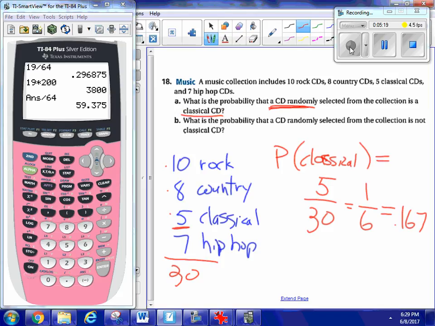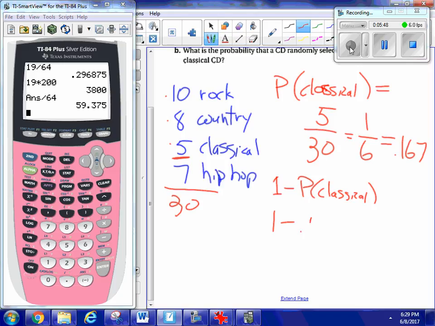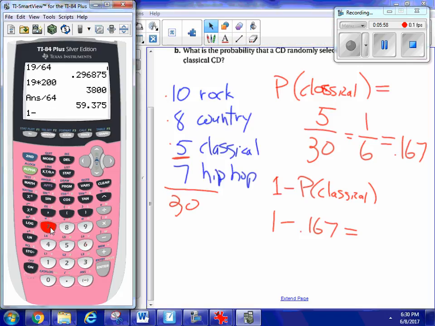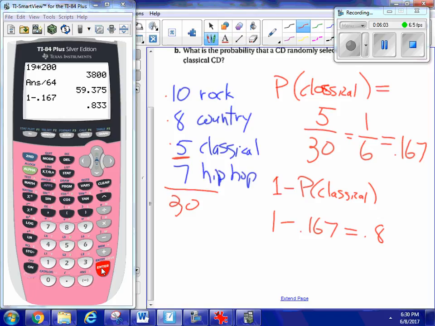Now it's asking, what is the probability that a CD randomly selected is not classical? I have to use my complement power now. So I'm going to go 1 minus P classical. That would be 1 minus 0.167. Let's just do it over here to make sure I don't make a decimal error. 1 minus 0.167 is 0.833. That is P not classical.